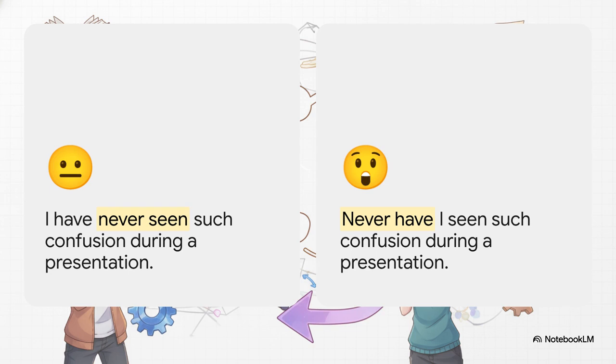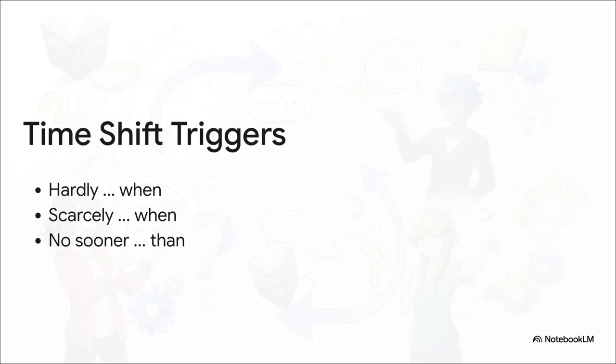It absolutely commands authority. We also use inversion to show immediate time sequences, which is a total game changer for formal storytelling. The big triggers here are hardly when, scarcely when, and no sooner than. But hey, quick warning here. Listen closely. A massive, super common mistake for learners is writing no sooner when. No way, scratch that. Notice how no sooner absolutely must always be paired with than.